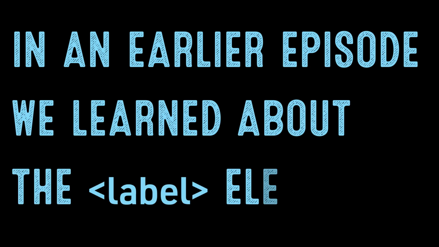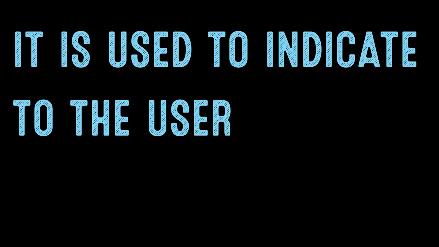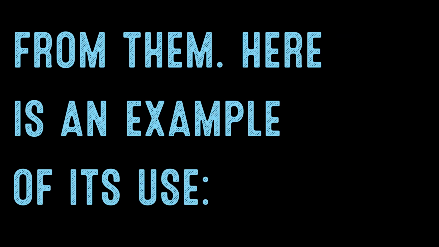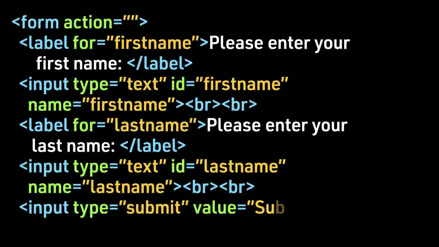In an earlier episode, we learned about the label element. It is used to indicate to the user what data is being sought from them. Here is an example of its use. Here we have a form element. Within the form element are 3 input types.